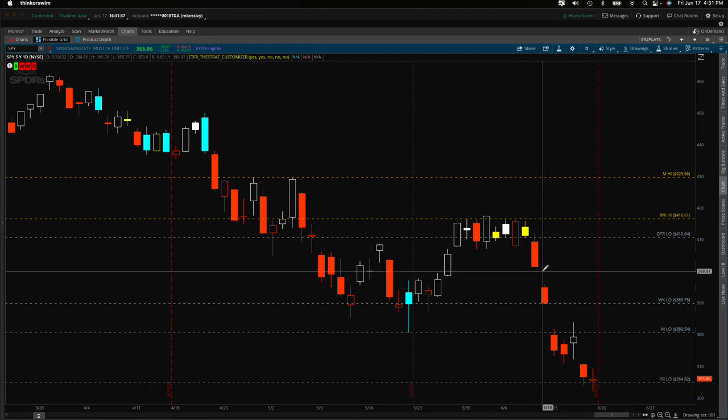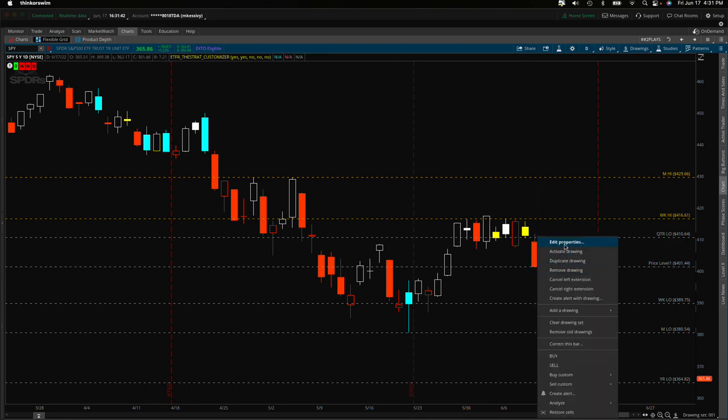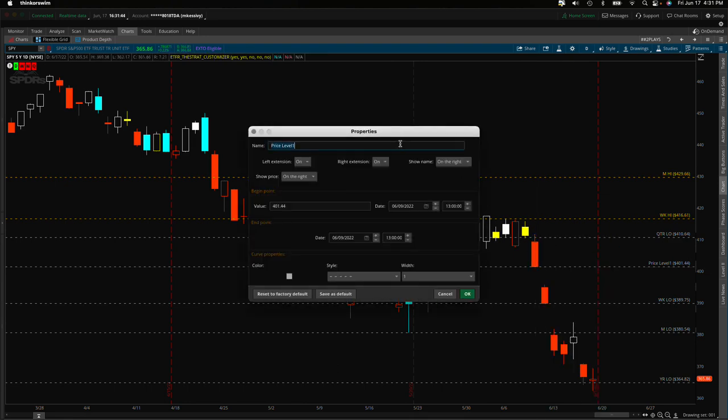And here I'm going to just highlight the gaps. So I'll just click on edit. This will be gap, and then I'll put daily. This is the daily time frame. Make it blue, and then save as a default.